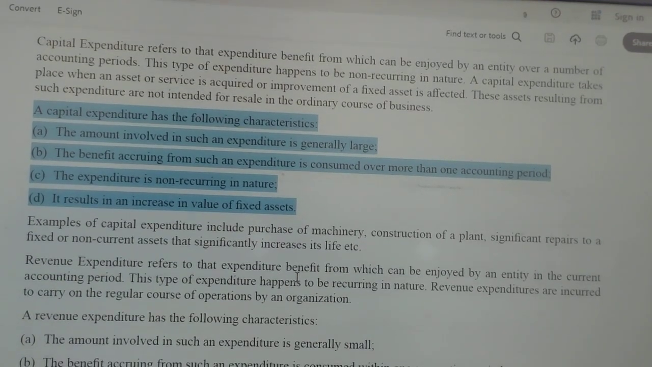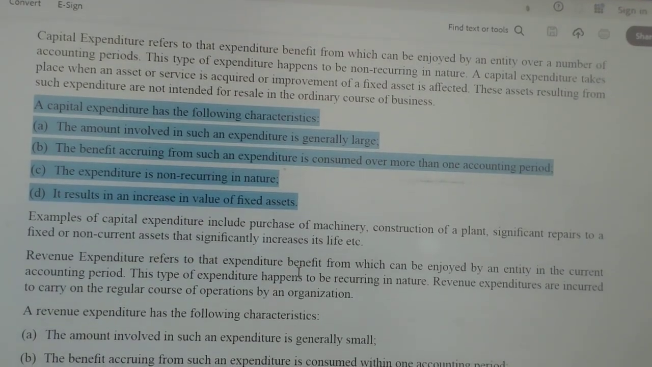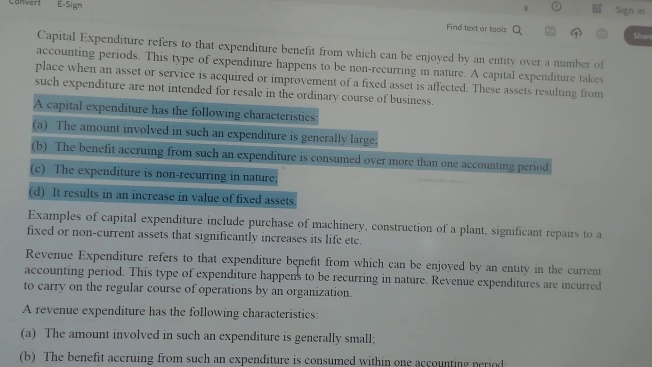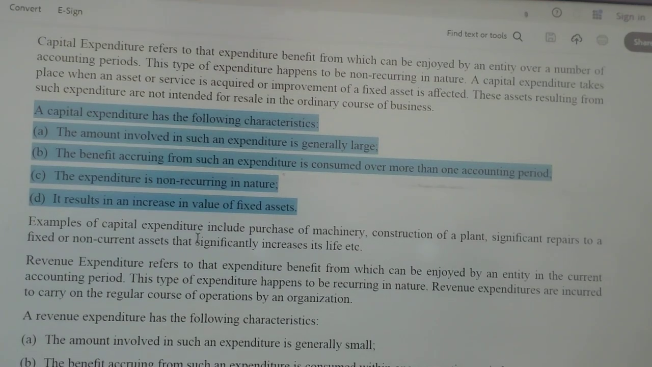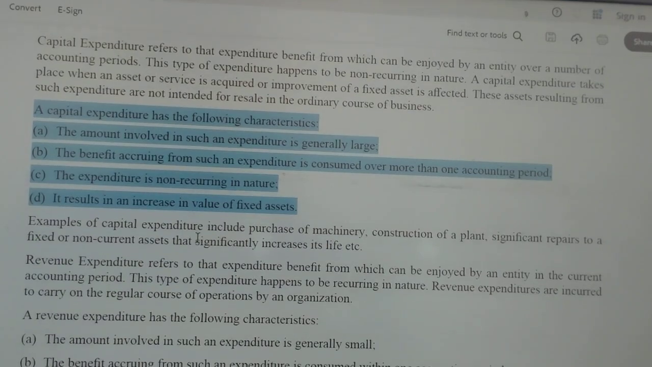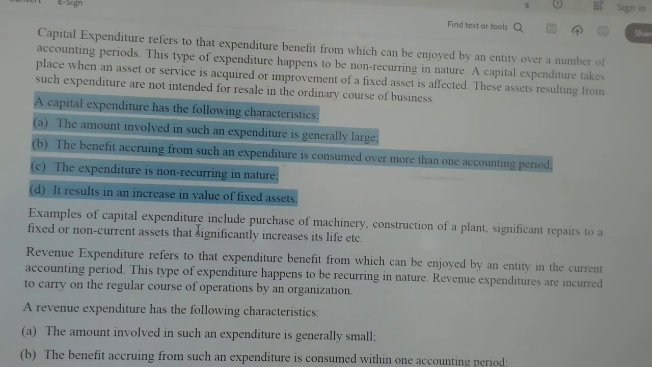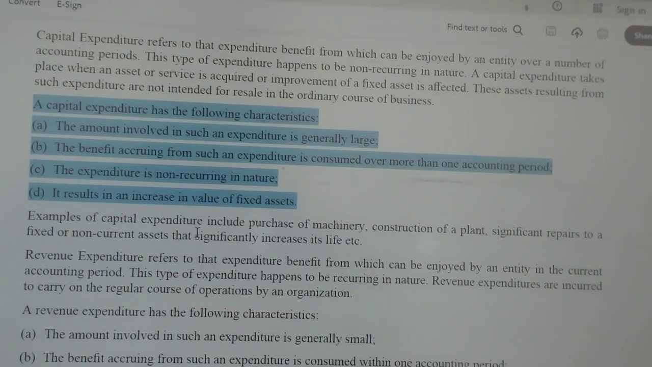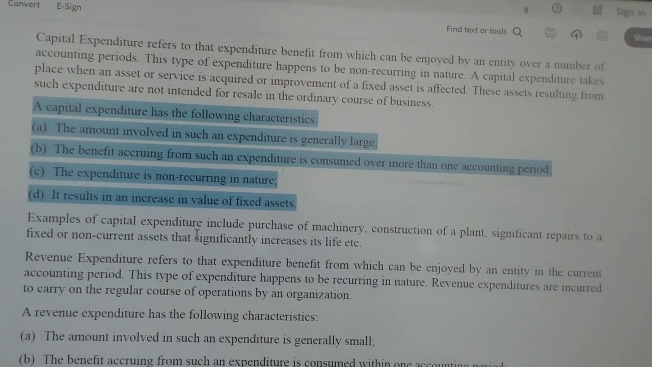Fourth, it results in an increase in the value of fixed assets. In short, when an entity incurs such a transaction, it enhances the value of fixed assets by the amount of expenditure incurred. These are the four key features of capital expenditure.